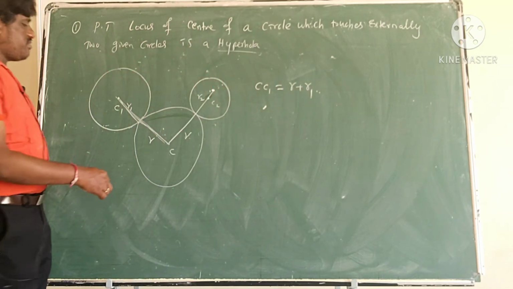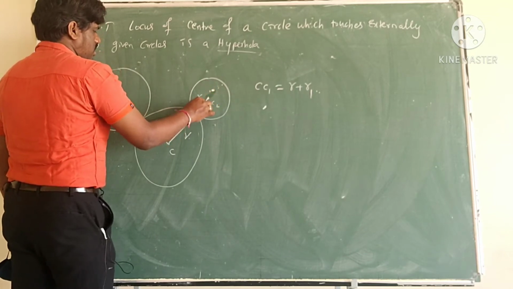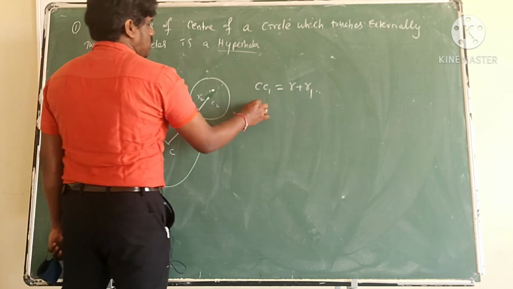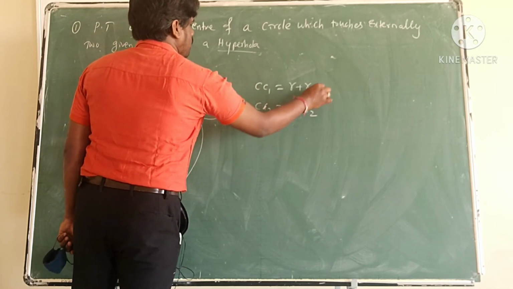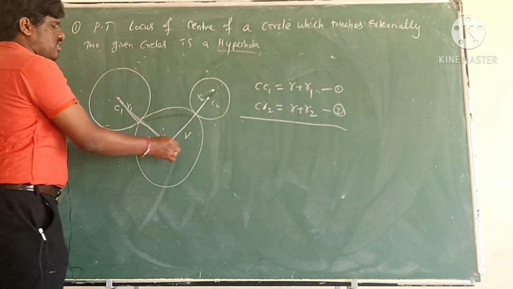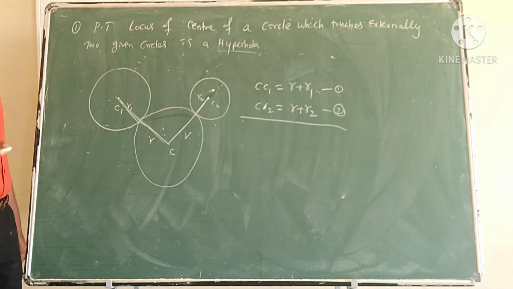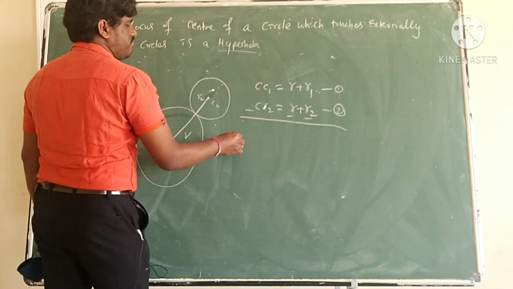Okay, the distance from here to here. This is the center. Here is the center. From here to here, C2 will be how much? R plus R2. This is one equation, and this is another equation. R is the unknown here, so R I can cancel by doing subtraction.